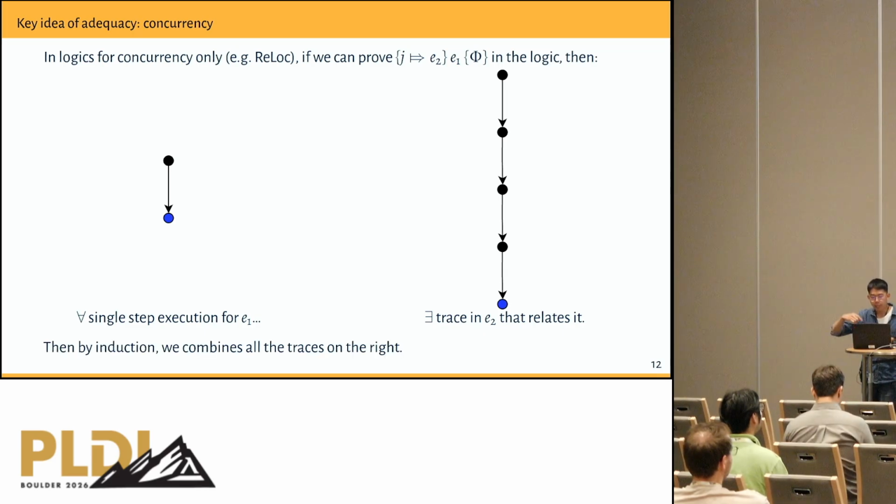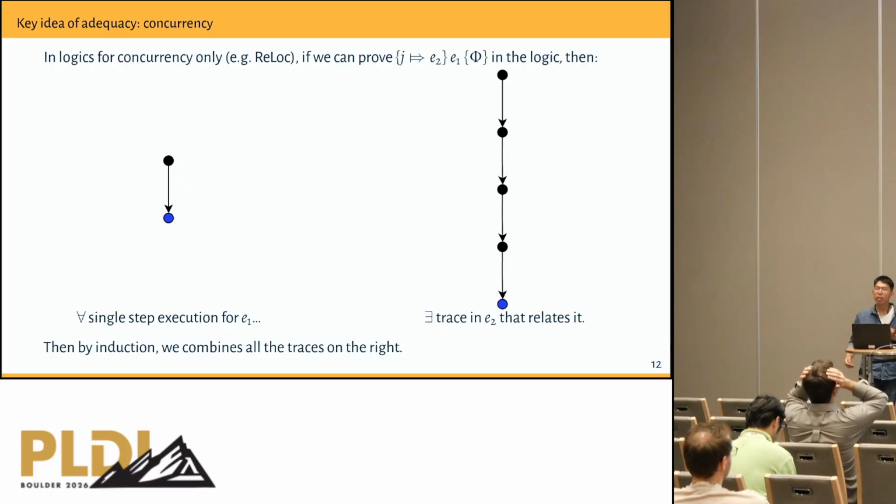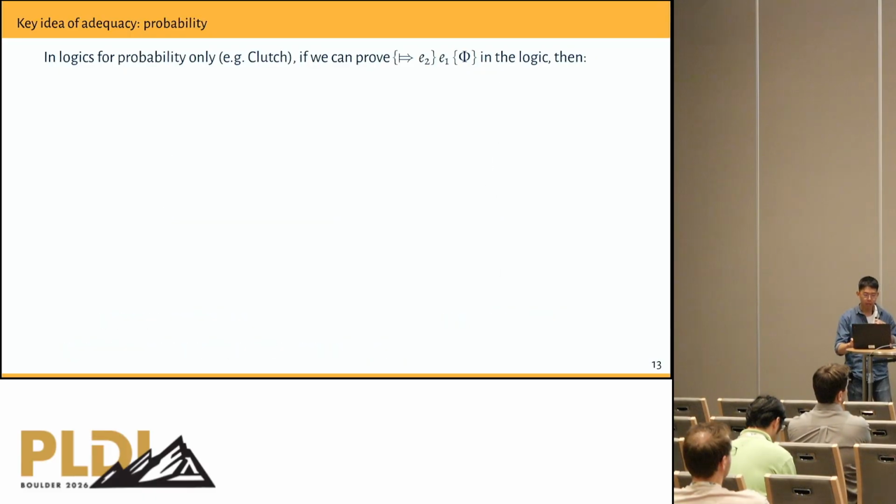And then, by taking induction on the number of steps for the left-hand side program, you will get a number of traces on the right for E2, which you can then combine to produce one master trace. Then you can conclude that for every execution trace for E1, you can find an execution trace for the right that witnesses this refinement. Okay, so this is the case for concurrency.